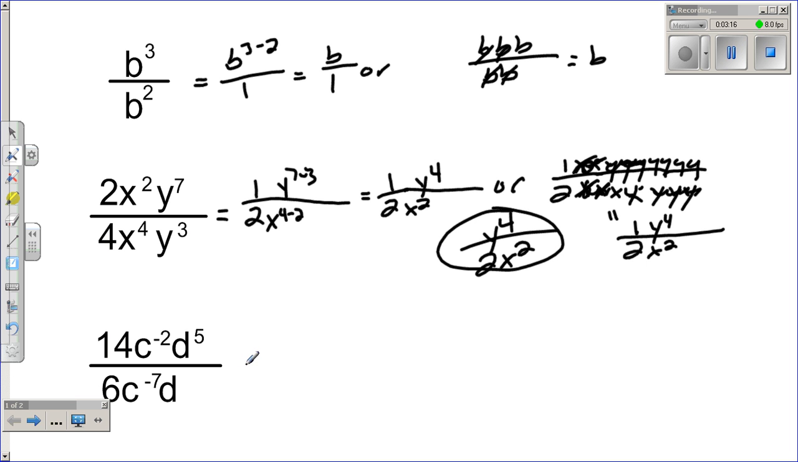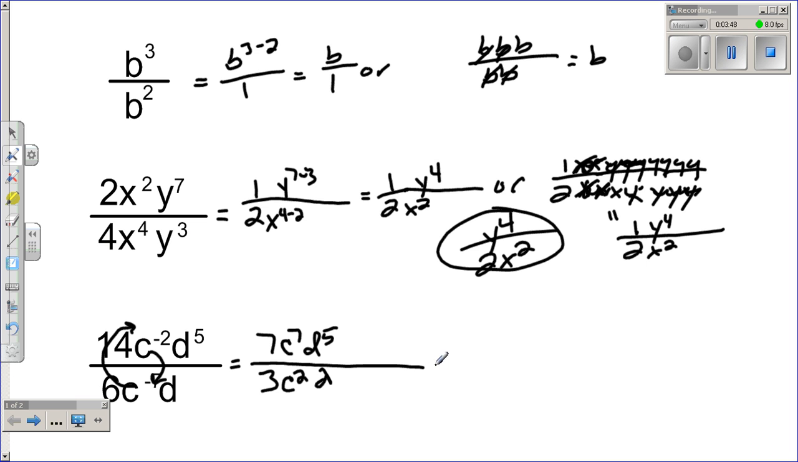Alright, so for this one, remember we can't have negative exponents. We learned that in an earlier lesson. So let's reduce the fraction in the calculator. We'd have 7 over 3. This negative 7 comes up top. Negative 2 goes down bottom. So I would have c to the 7 on top, c to the second on bottom, and then d to the 5th.